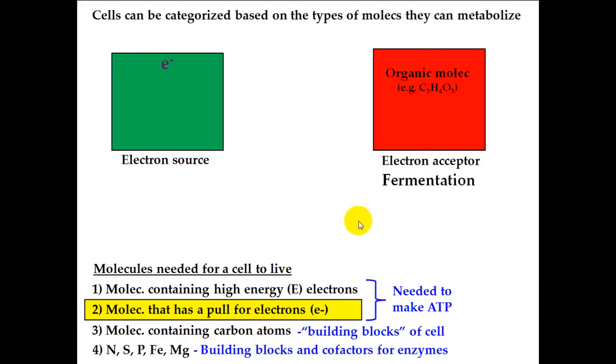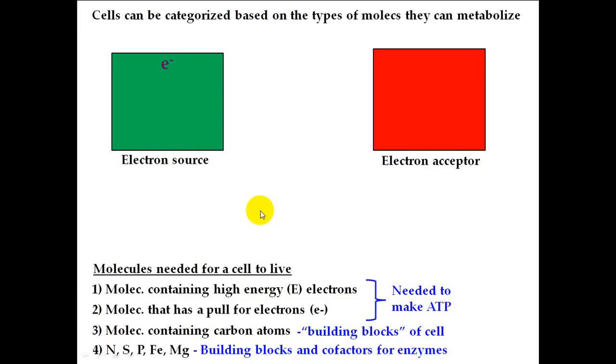Again, what we're showing you here is that you can categorize cells based off of what types of molecules they use as an electron source and as an electron acceptor. If you want to get really fancy, you can combine these terms to give you an overall picture of what a cell does metabolically speaking. So here's an example of how you can combine some of the terms that we just took a look at.